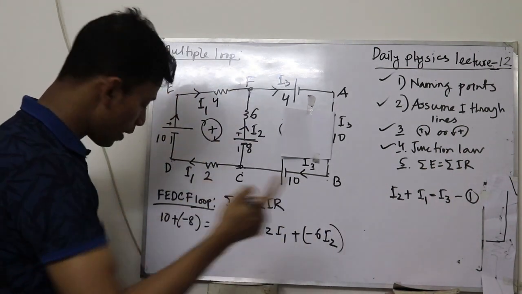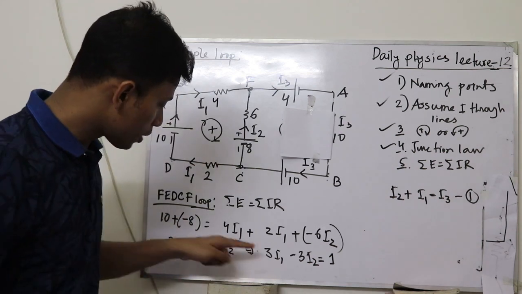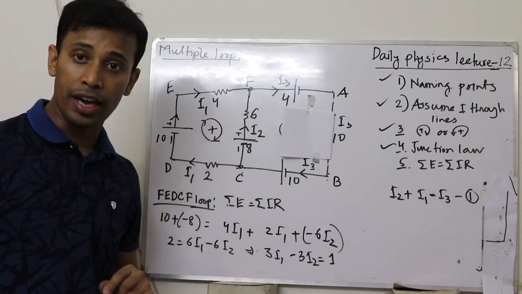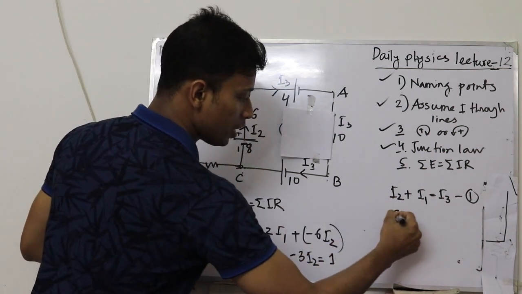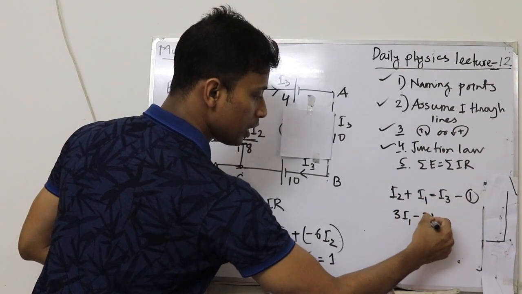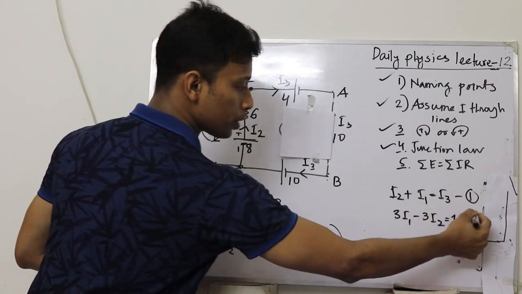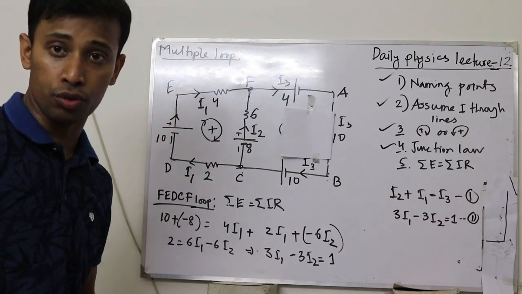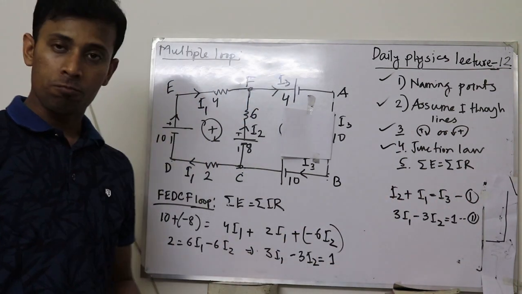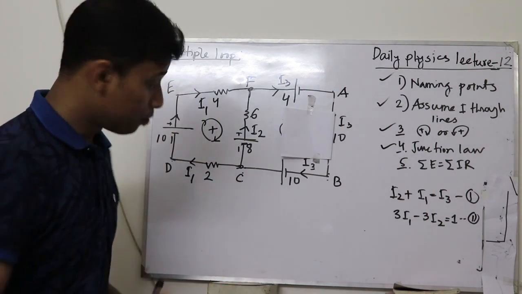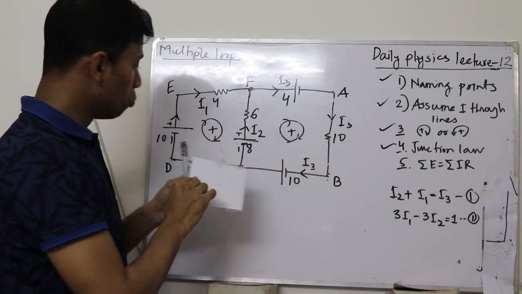Now let's simplify. So we already got the equation: 3I1 minus 3I2 is equal to 1. So 3I1 minus 3I2 is equal to 1. That's equation number 2. We have found equation 2. Okay? Let's go for the other loop, the right loop.